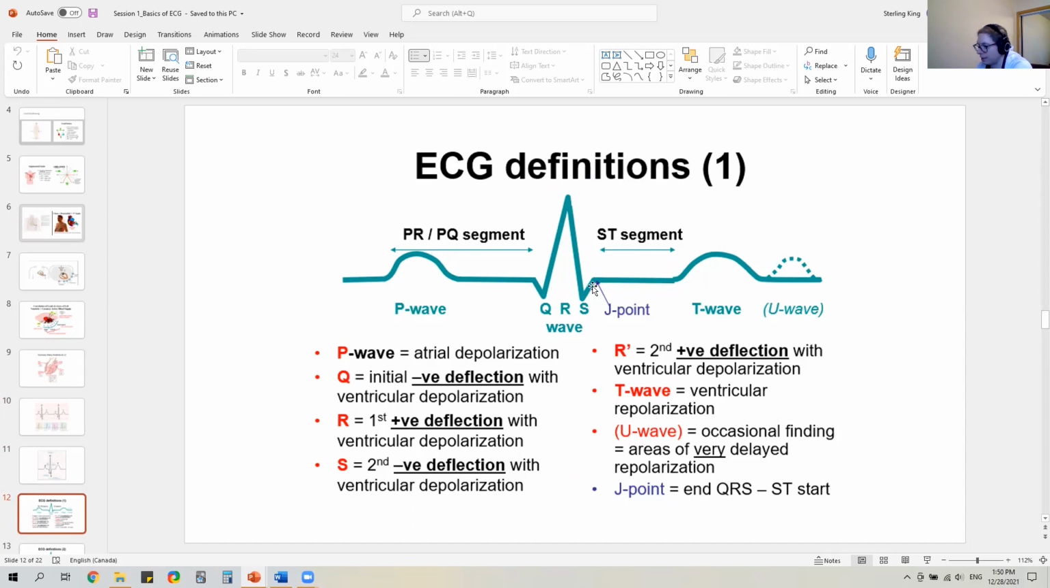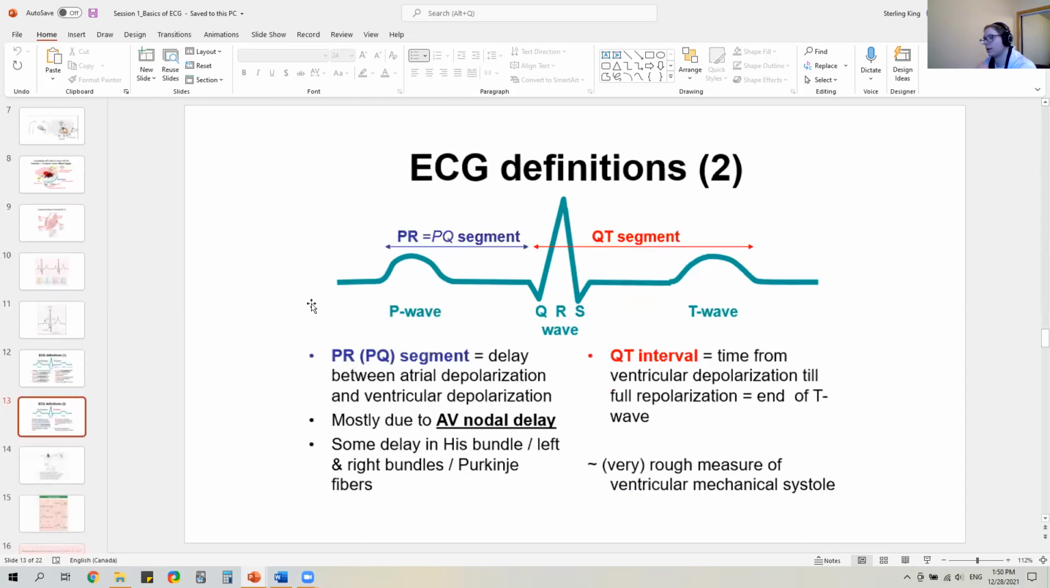It's helpful to know, but if you're worried about trying to memorize it, don't. You'll pick it up as it goes. And then here we have the T wave, which is just the ventricles repolarizing. So generally, if the QRS is mostly going up, the T wave is also going up. And then the U wave can occur if there's another very delayed repolarization.